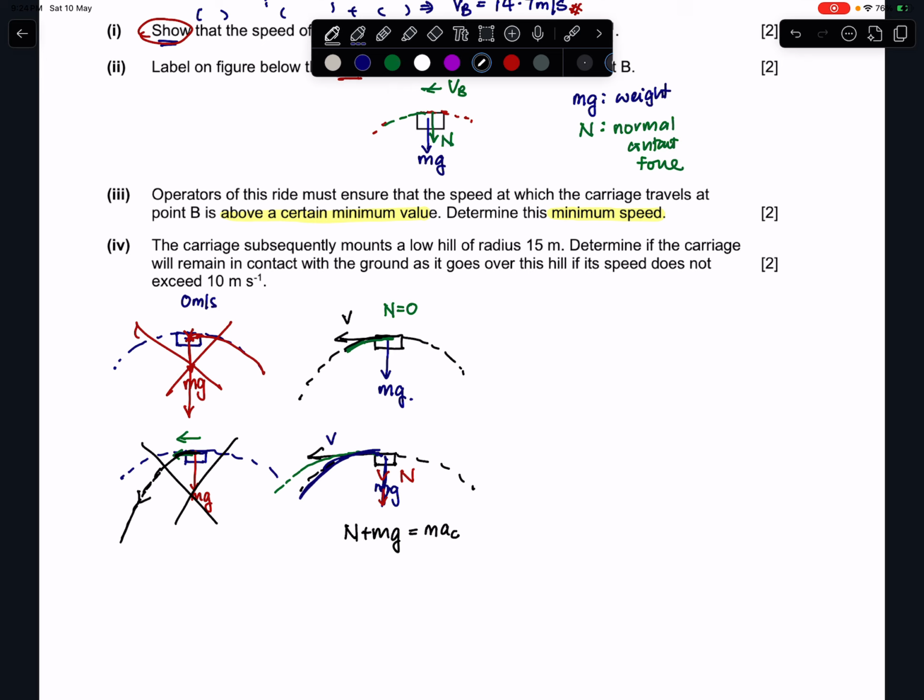So the minimum speed required is when you just have enough velocity, together with the acceleration which is your weight, to match the curvature of the track, and at that point N is equal to 0. So this is why we have this answer for part 3, where you want to find the minimum speed such that the carriage stays in contact at point B. That happens when the weight itself just provides the centripetal force required.